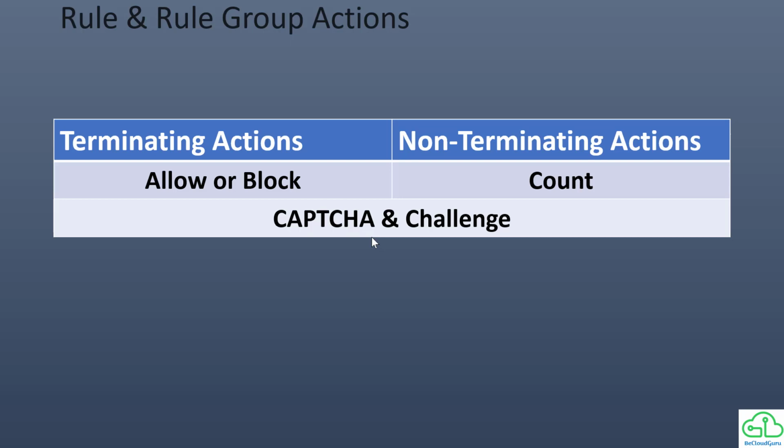Captcha and challenge can be non-terminating or terminating actions. AWS WAF will check the token status. If the request has a valid token, WAF treats the match similar to a count match and then continues processing the rules that follow in the Web ACL. If the request does not have a valid token, WAF terminates the evaluation and sends the client a captcha puzzle or a silent background client session challenge to solve. If the rule evaluation does not result in any terminating action, then AWS WAF applies the Web ACL default action to the request.